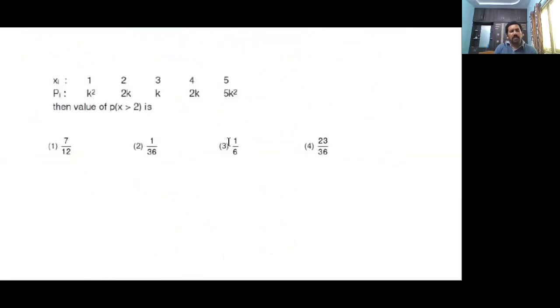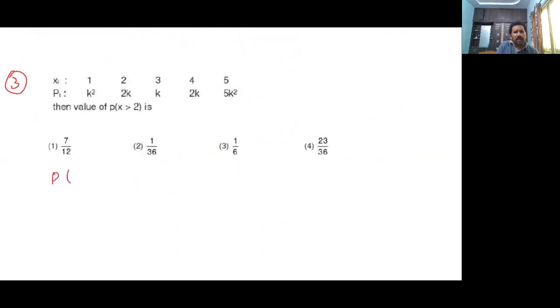Now, see the third question. This is a random variables related problem. See the question, what they are giving. First, they're asking P of X greater than 2. So first we need to find K value.